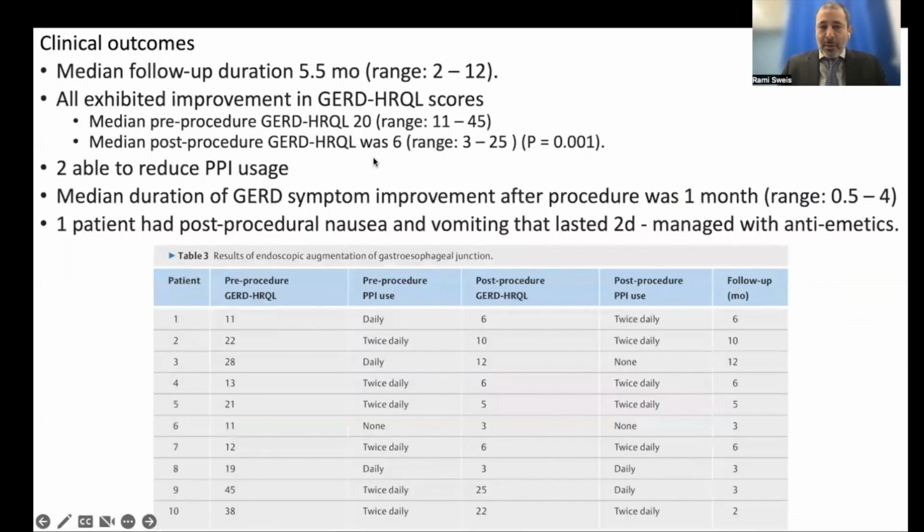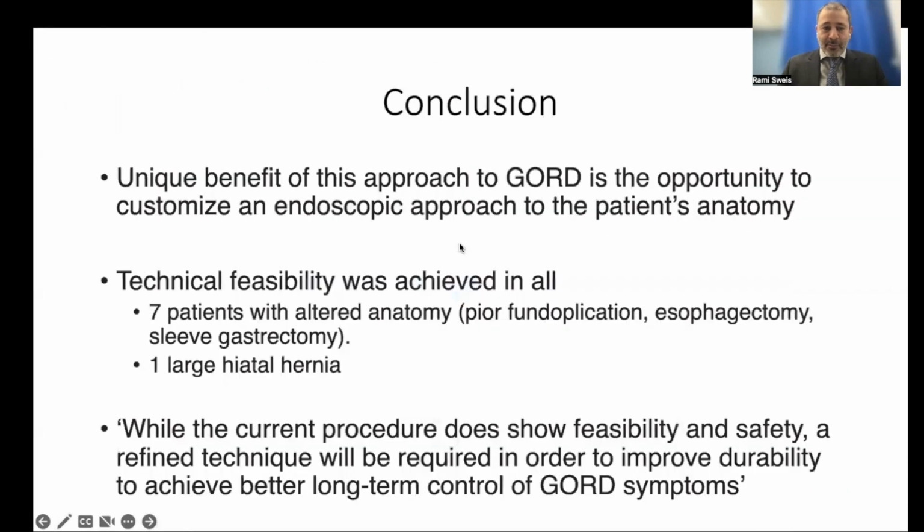Median follow-up was very short, around 5 months. They all exhibited an improvement in health-related questionnaire scores. 2 were able to reduce their PPI use. 1, in fact, ended up needing more. The median duration of reflux symptom improvement was just 1 month. One patient had nausea and vomiting, but there were no other adverse events. So this is just a feasibility study.